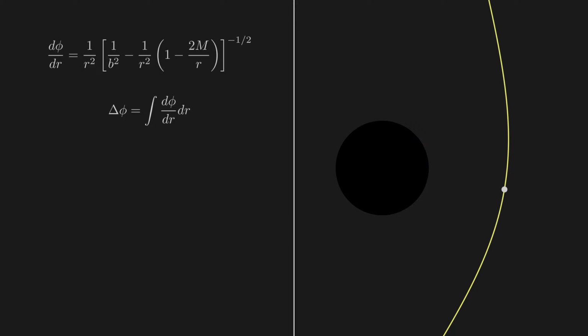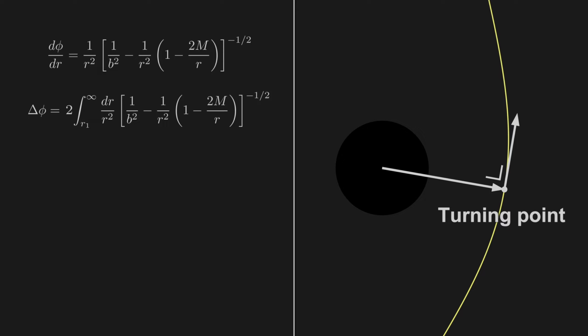The point that separates these 2 parts is called the turning point. Here the light ray moves perpendicular to the direction to the black hole. In other words, dr d phi is 0, or equivalently d phi dr is infinite. You can immediately see then that the radial coordinate of the turning point is where everything in these brackets is 0. The total angle swept out by our light ray is then twice the angle swept out from the turning point to infinity, which we can write as a single integral.